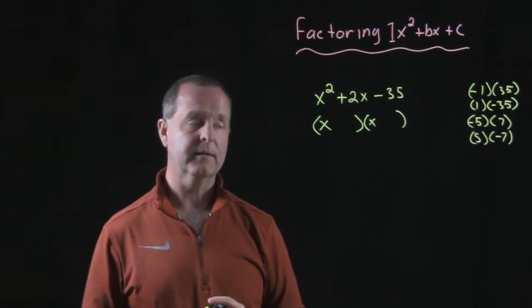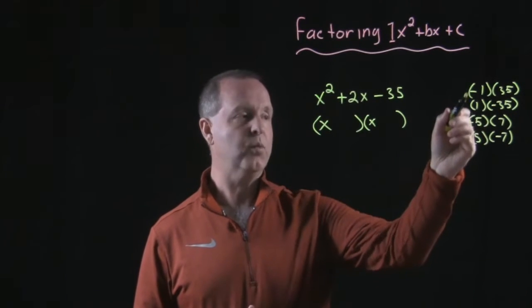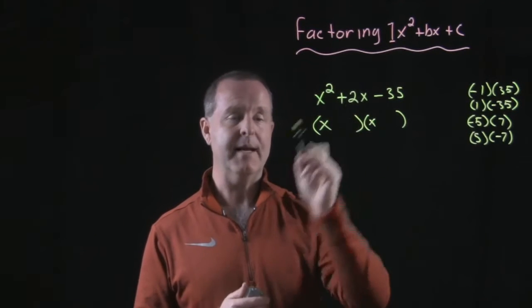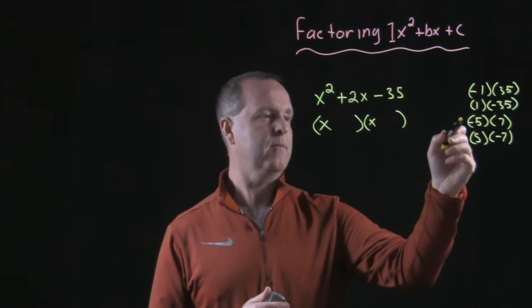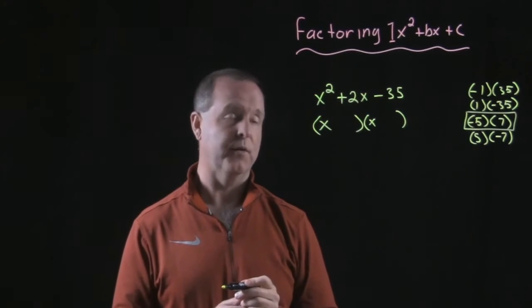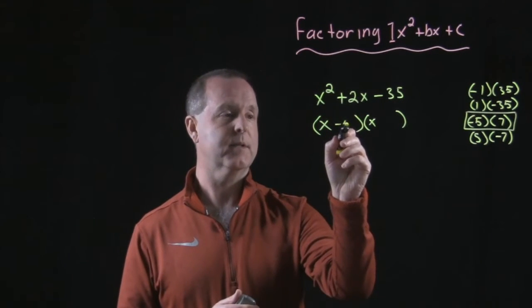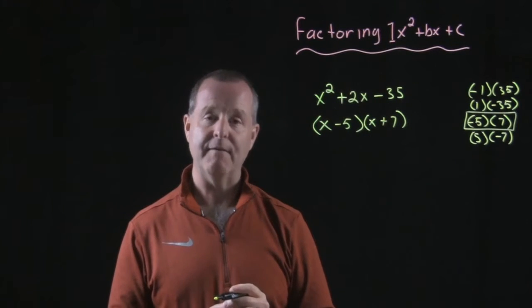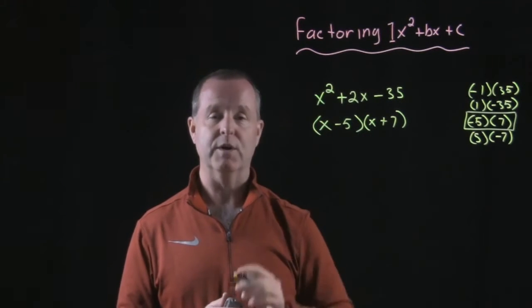And so from there, I want to find out which one of these four pairs, if I were to add them together, makes a +2. And it looks like it's these right there that do. So those are my ending terms: -5 and 7. And now I've completely factored this original trinomial.